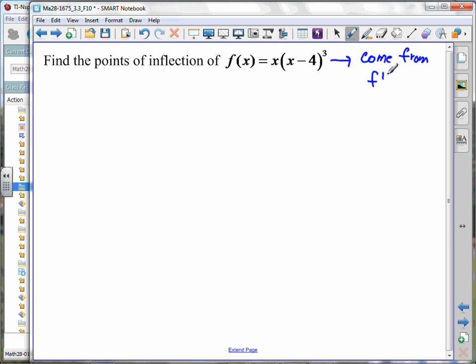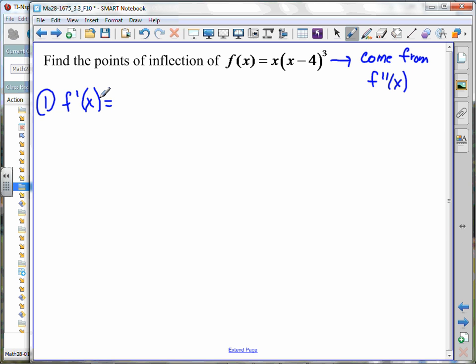So in order to get to the second derivative, we have to first do the first derivative. There's no way around this. So we're going to determine the first derivative of this function. Now, how you go about finding this first derivative is up to you. I can think of a couple of ways I could do this.